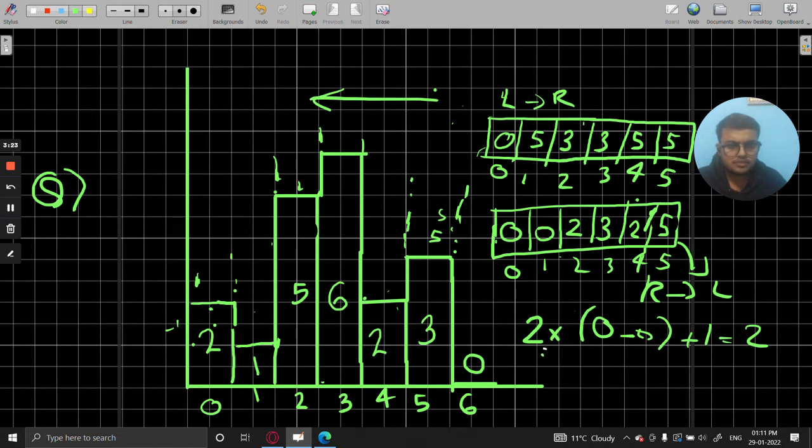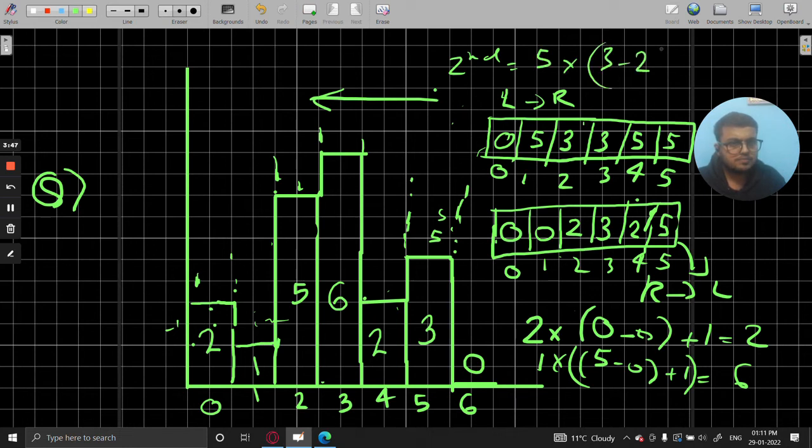Now for the first index histogram, this will be 1 multiplied by 5 minus 0 plus 1, meaning this is a whole bracket. So this will be 6. Now for the second index histogram, we have 5 multiplied by 3 minus 2 plus 1. This will be 10.